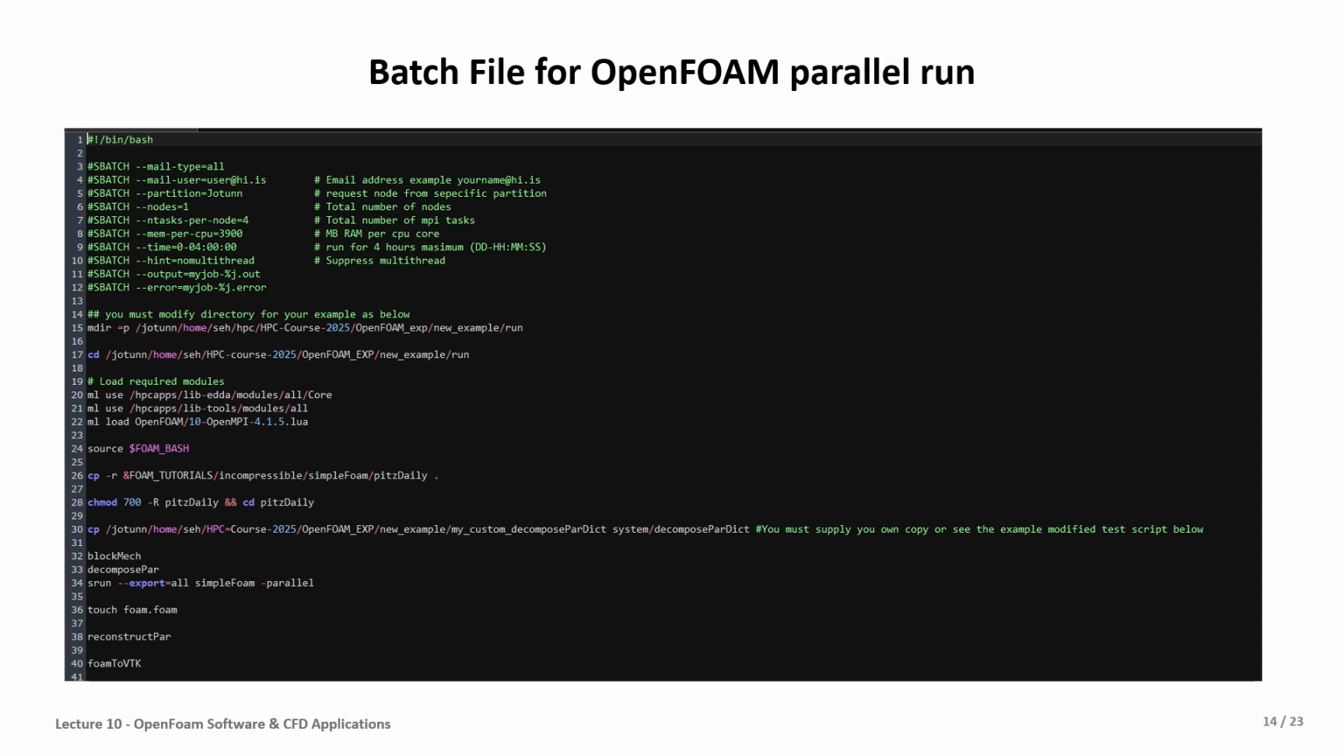Then you use the common source of the form batch, which is required here. Then you make a copy from the file, which is available in the directory of the form tutorials, from the incompressible example, simple form, and pit daily. This command will make a copy from this file, and then you will use the command to copy this file to your directory.